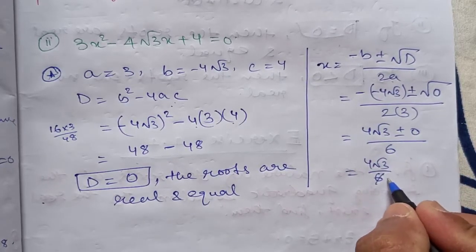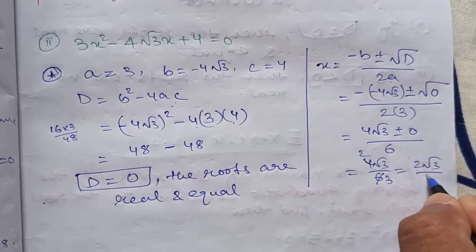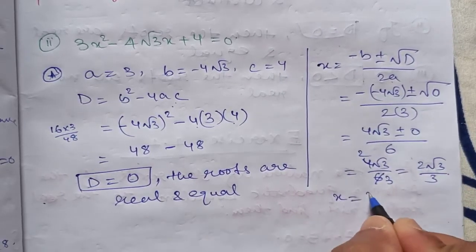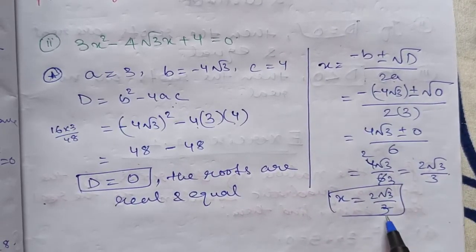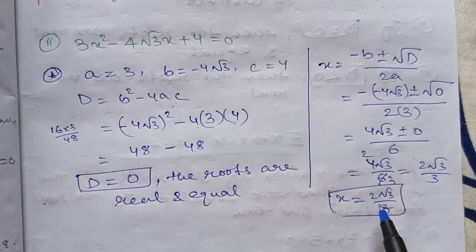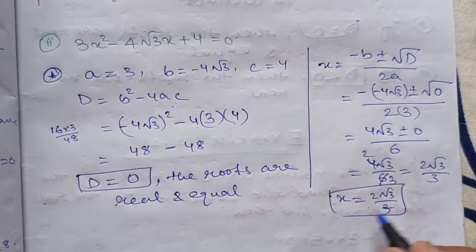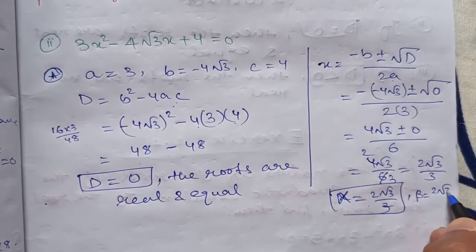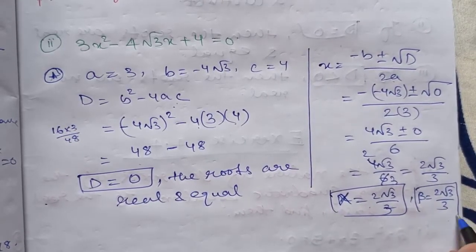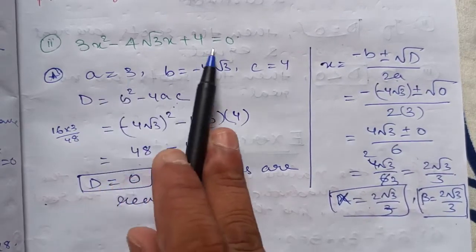Now you can cancel, you will get 3 here, 2 here. So 2 root 3 by 3, the value of x is 2 root 3 by 3 we got. This is twice we have to write for the quadratic equation. Both the values are same, that is alpha is this as well as beta is also 2 root 3 by 3. So the same value you can write twice, one for alpha, one for beta.